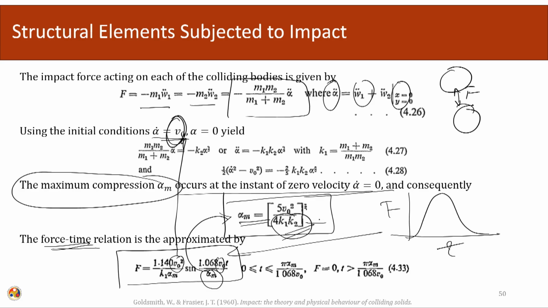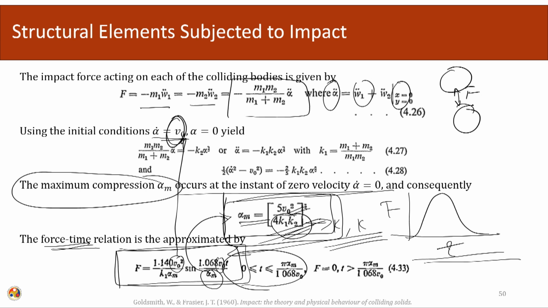K1 and K2 are the material constants, so it depends upon the material properties of the two colliding bodies. If we know the material properties of the two colliding bodies and the initial velocity, we can calculate the maximum deformation, and from the maximum compression we can calculate the evolution of the contact force time history. Using this method we can calculate the total contact force occurring in the system. This is for the phase where the bodies are in contact, and after that the force becomes 0.